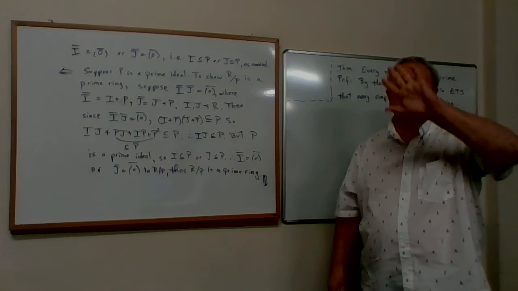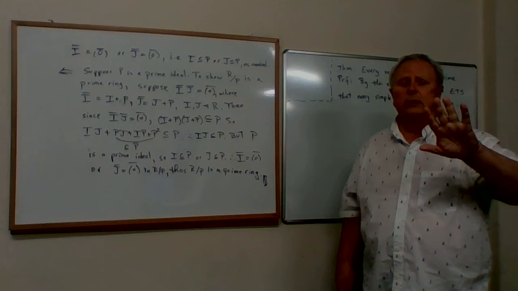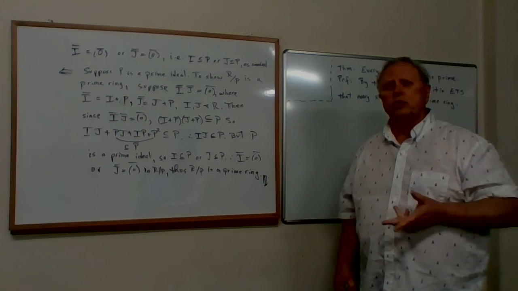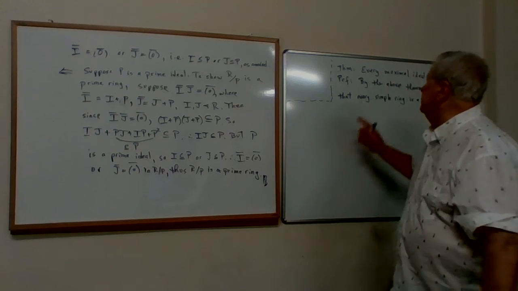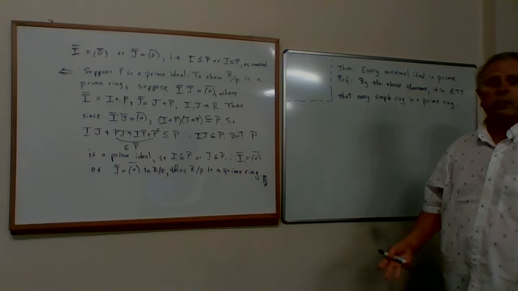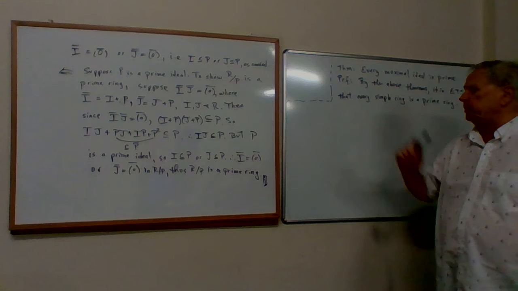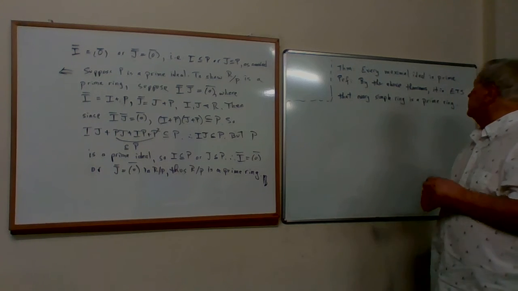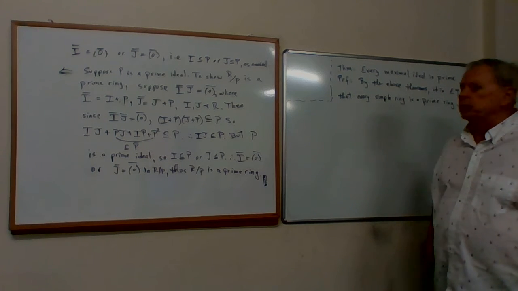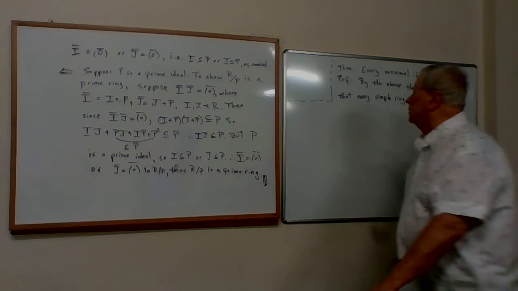And so all we have to do is just throw away the ideal and pass to the quotient ring and deal with simple rings and prime rings rather than maximal ideals and prime ideals. So that's the game plan. And it's because of these two theorems that we can do that. It's enough to show that every simple ring is a prime ring.